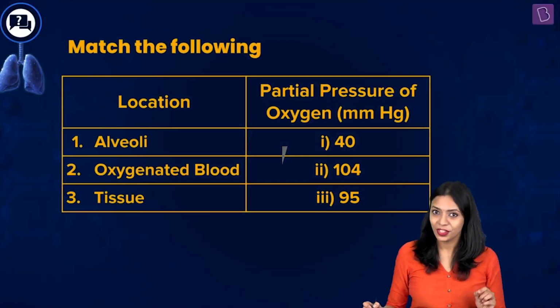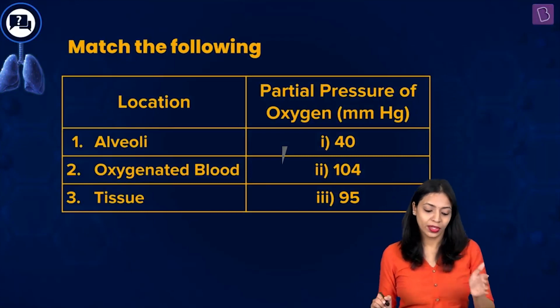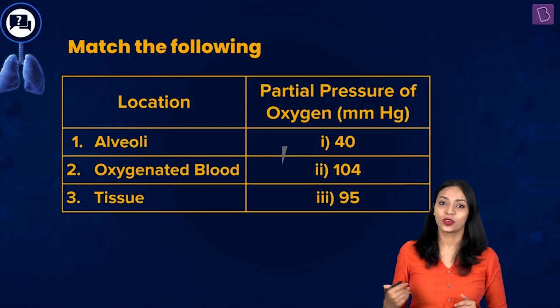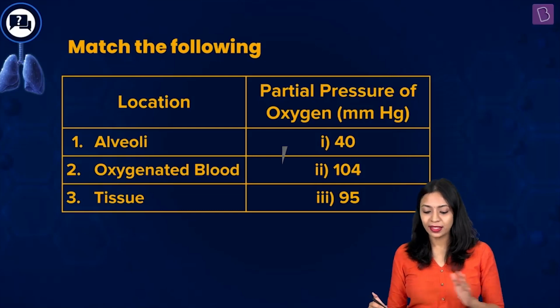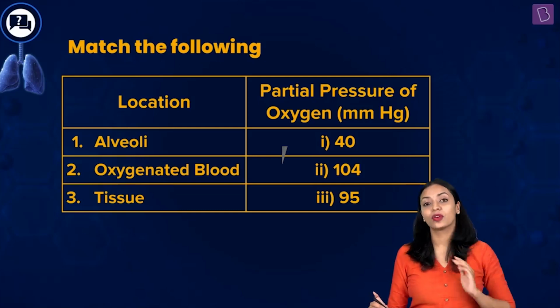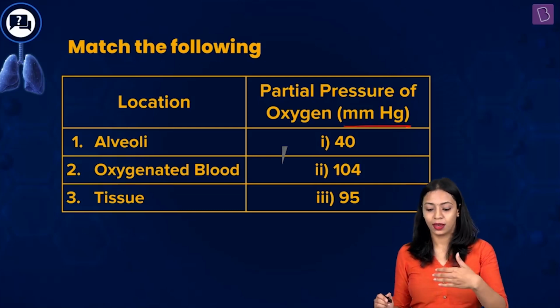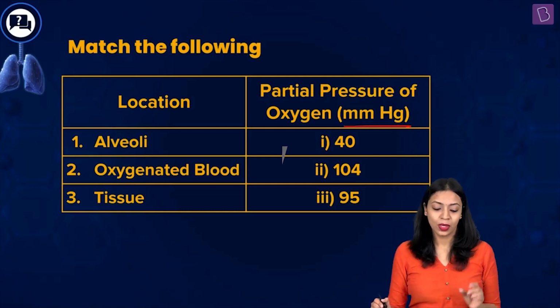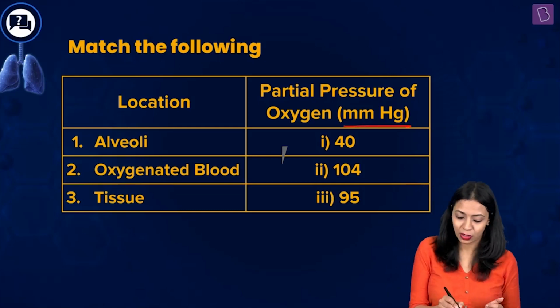I now have a match the following type of question. Let's take a look at it. Under column 1, we have location of different structures involved in the exchange of respiratory gases: alveoli, oxygenated blood and tissue. In the second column, there's partial pressure of oxygen given in millimeters of mercury. The values are 40, 104 and 95. We are required to match the partial pressure of oxygen correctly with its location.